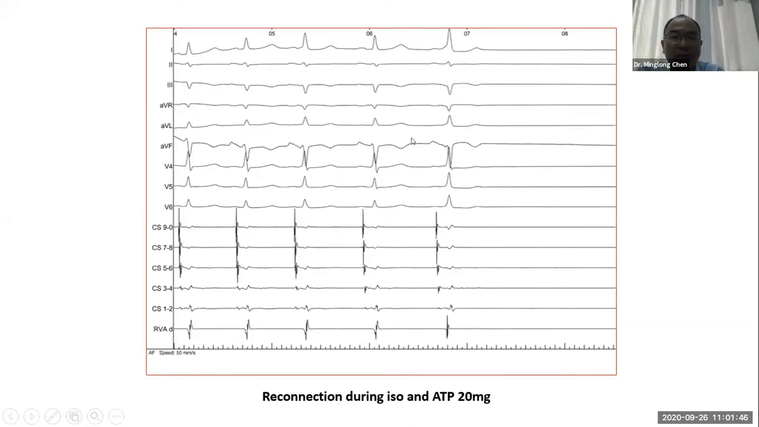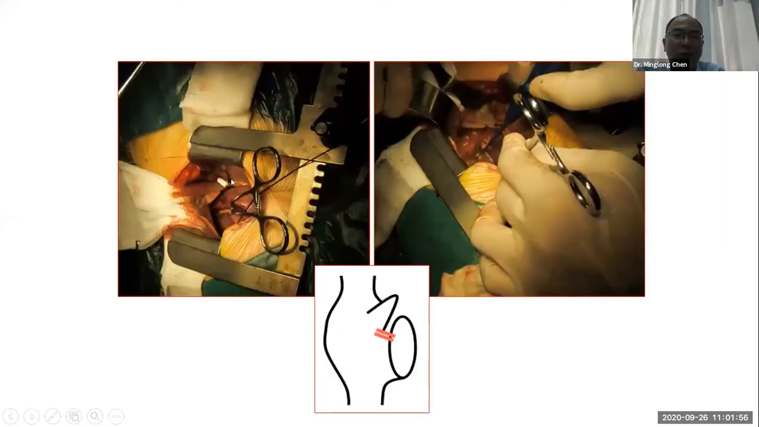But unfortunately, when you are using adenosine, you can see the accessory pathway. This is the antegrade accessory pathway conduction. Then we decide to do more lesions at the base of the appendage. So this is exactly the region. So we did a small cut here and a suture here.